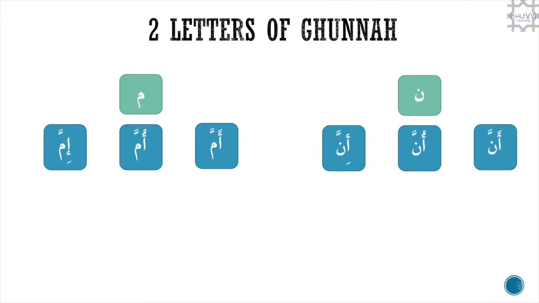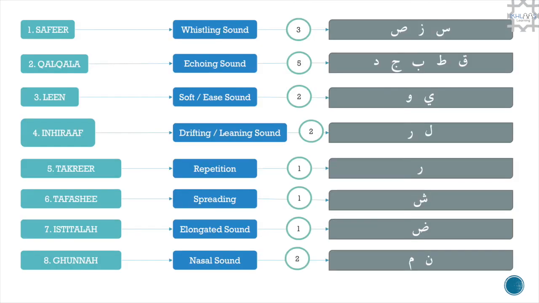There are 2 letters of Ghunnah, the letter Noon and the letter Mim. Example, anna, unna, inna, amma, umma, imma. And as you can hear, we hold the sound of the Ghunnah for 2 counts.